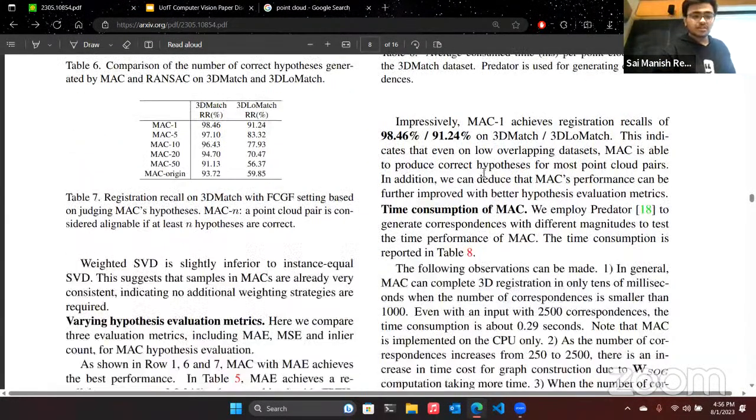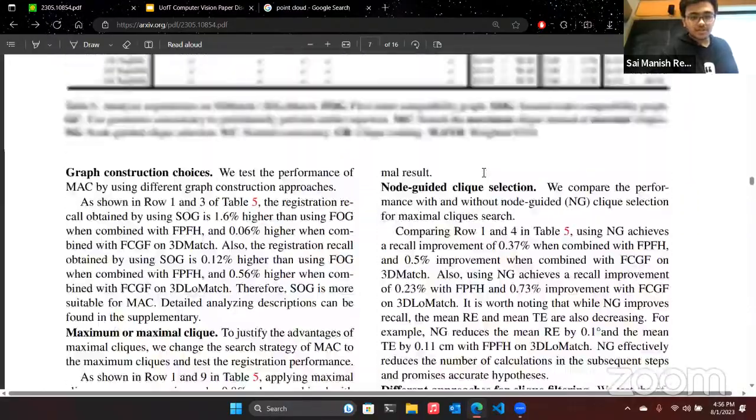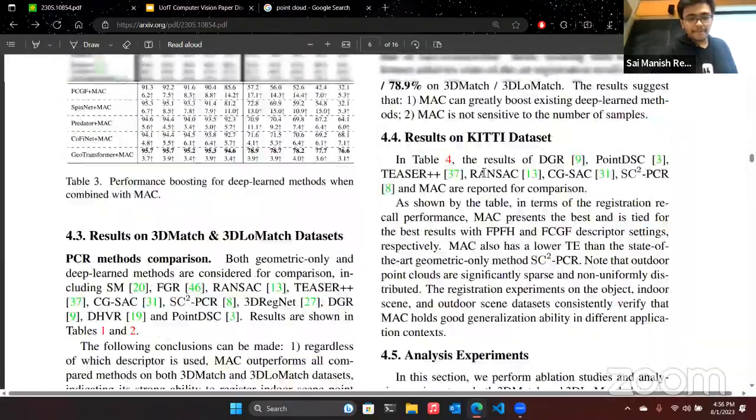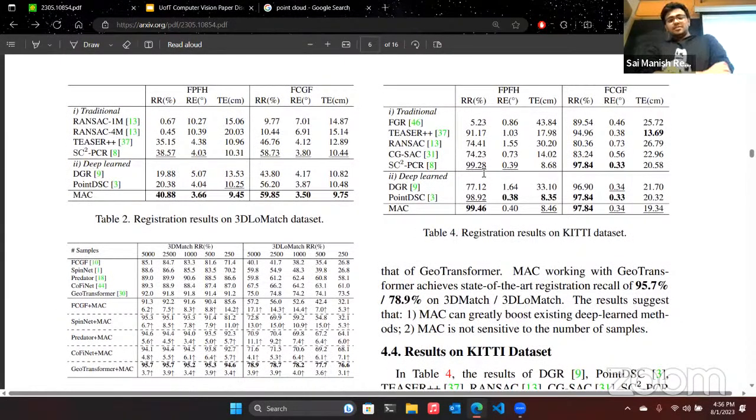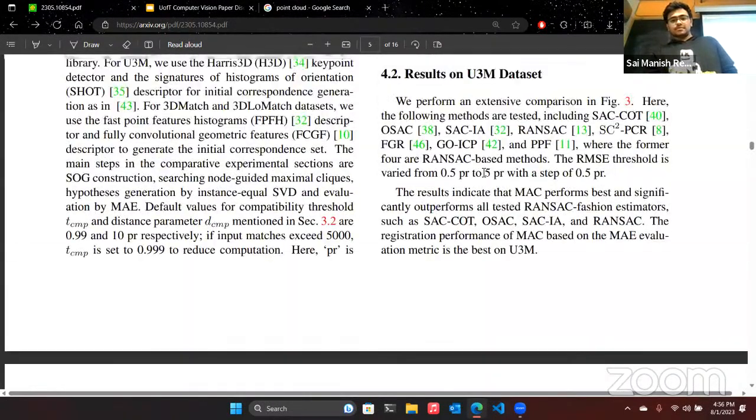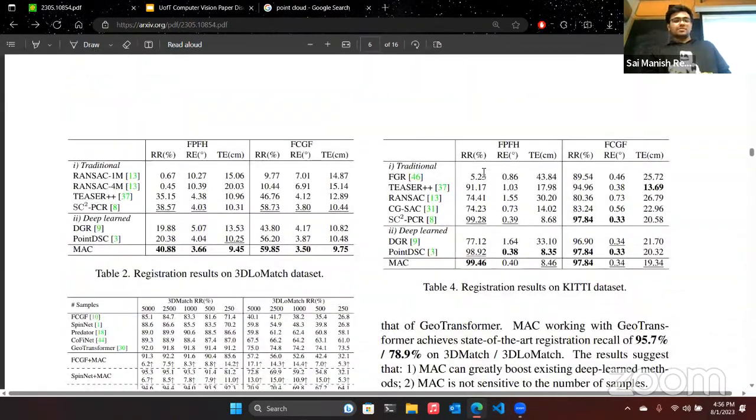Yeah, in which data set? I think in 3DLoMatch.